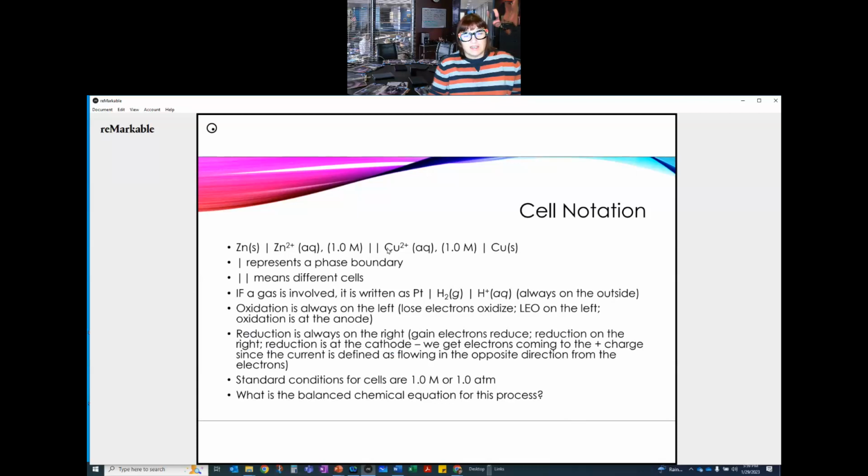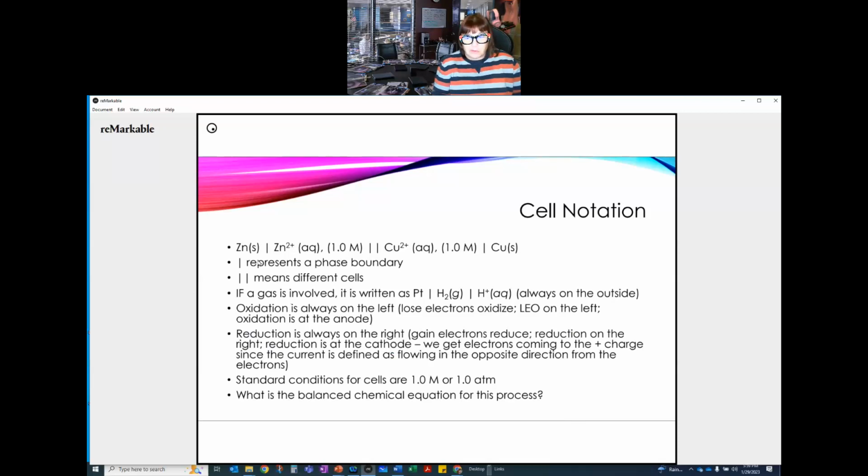Okay. Lose electrons, oxidize, and then gain electrons, reduce. We go from the ion to the solid. Okay. We indicate the concentration. We'll get to why the concentration is important later, but we need to make sure that we include that if we know it.